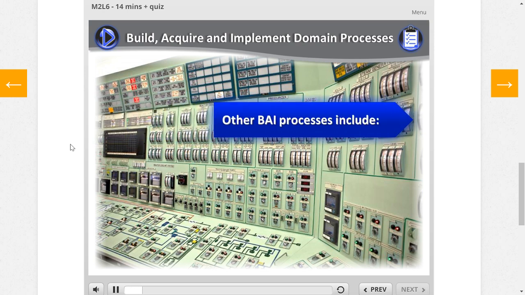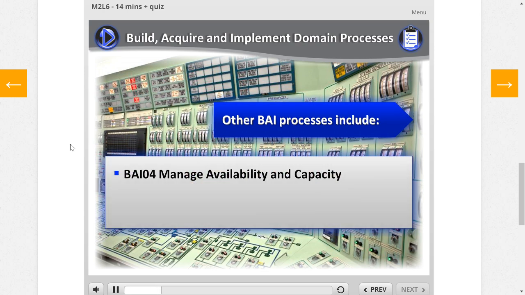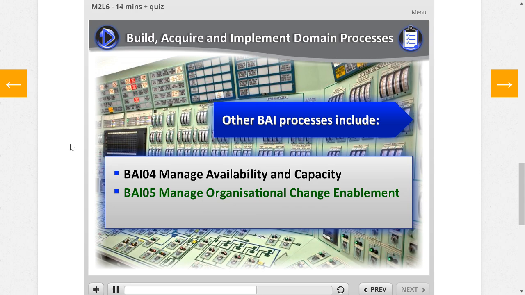Other BAI processes are BAI-04, Manage Availability and Capacity; BAI-05, Manage Organizational Change Enablement. This is concerned with the people aspects of introducing a new service, for example. BAI-06, Manage Changes.